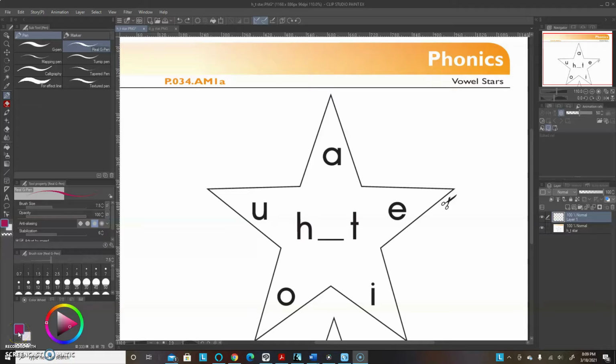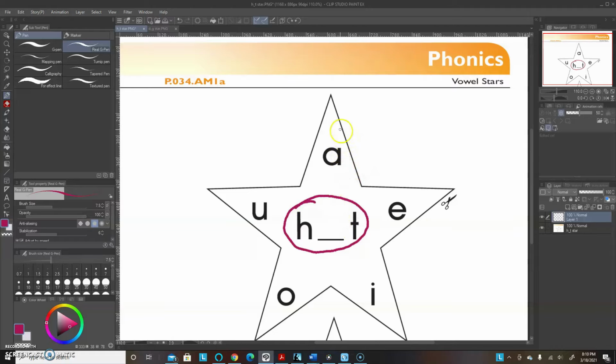For this week's discussion post, I want to go over the phonics activity Vowel Stars. So Vowel Stars is what you see on my screen right now. It is when we give a student a star, and in the middle of the star we have a word, and that word is missing its vowel.